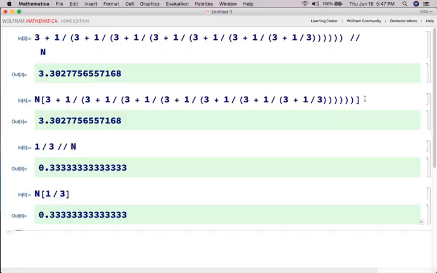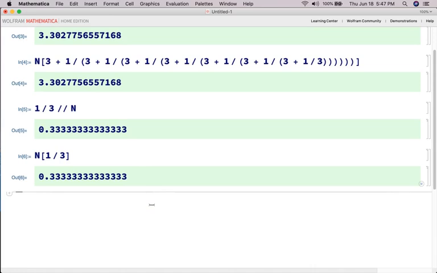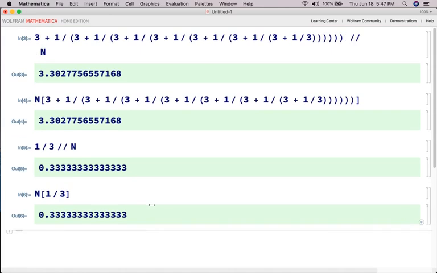But is there a better way to evaluate this fraction? I know the answer is going to be approximately 3.302775. Okay, but is there maybe a better way to do this? And the answer is yes. I could use something called the Fold function, okay?